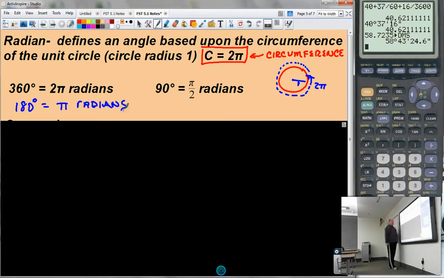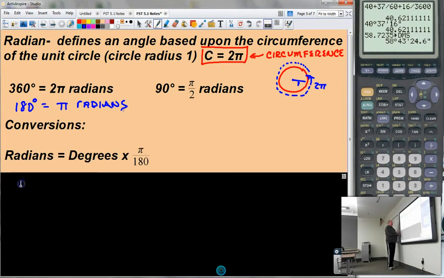Radians. Okay? So, a whole circle is 2 pi, which is 360 degrees. Half a circle would be half of 2 pi, or pi. 90 degrees is 1/4 of a circle. 1/4 of 2 pi is pi over 2. So conversions here.